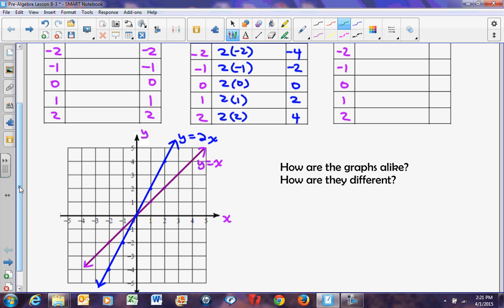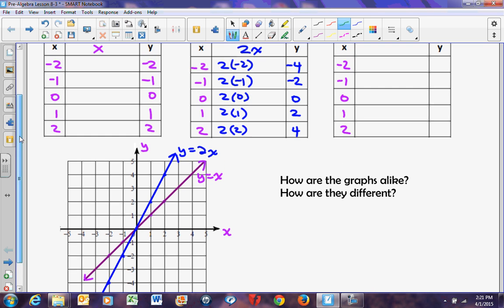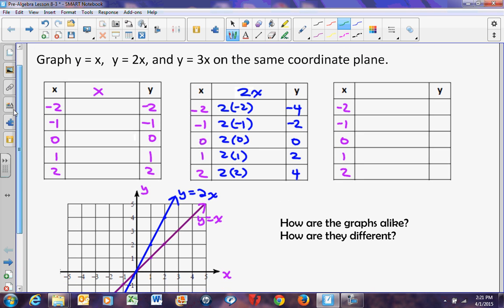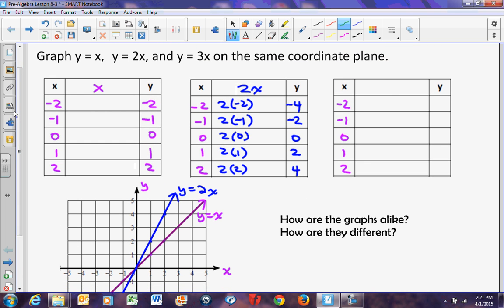Last but not least here, we're going to do y equals 3x. So that's going to be 3 times negative 2, which is negative 6. 3 times negative 1, which is negative 3. 3 times 0, which is 0. 3 times 1, which is 3. And 3 times 2, which is 6.